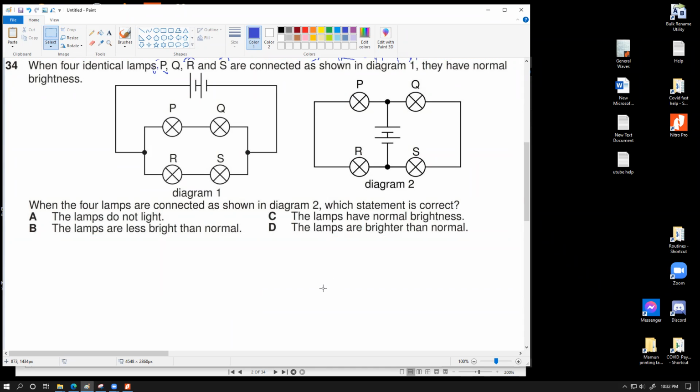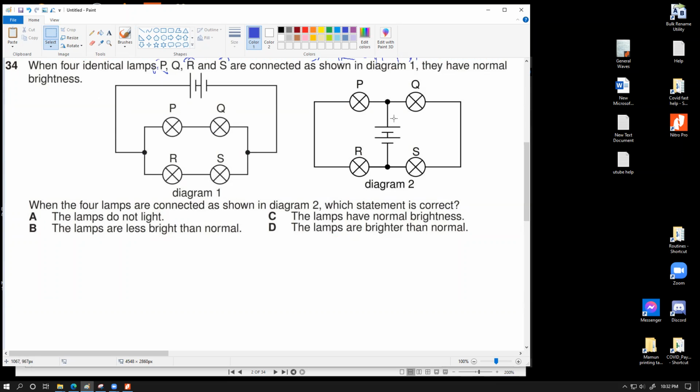You need to see that on the left circuit, current is coming out of the battery. It is coming to the first junction, and then the current is getting divided into two branches. The current is divided and flows through two bulbs at the same time. So on the left diagram the current divides into these two parts. The same current flows to PQ, and here the same current flows to RS.